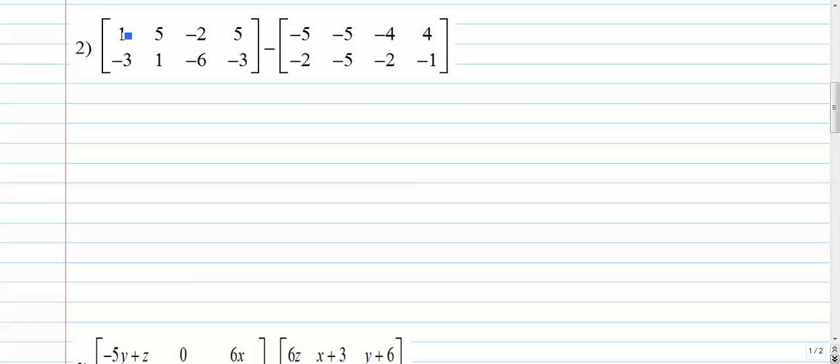Number 2. Again, let's check the sizes first. This is a 2 by 4 and a 2 by 4. That's a good thing. When they are the same, we can add them together. So we just add corresponding entries. So 1 minus -5, we can probably do that in our heads. If you can't, do a little scratch work off to this side here. 1 minus -5, that of course is 6.